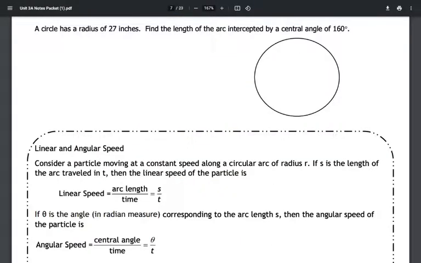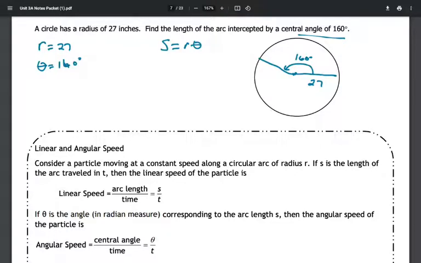Okay, another example. The circle has a radius of 27. The arc length, the central angle is 160 degrees. So this is 160 degrees. So we can find our arc length by doing R times theta. Again, my radius is 27. My angle is 160 degrees.